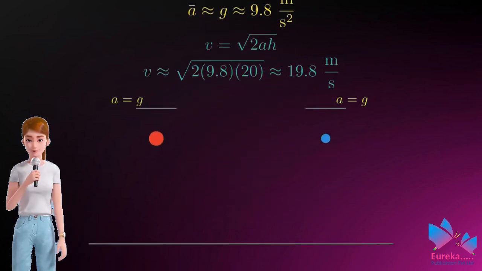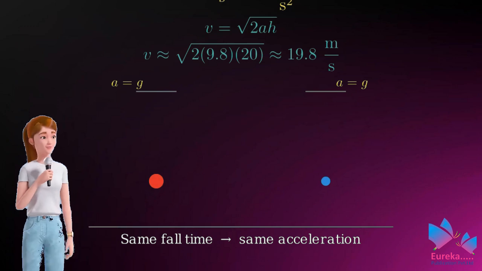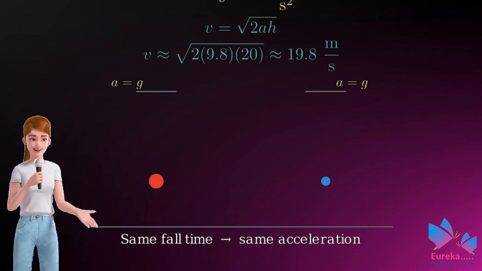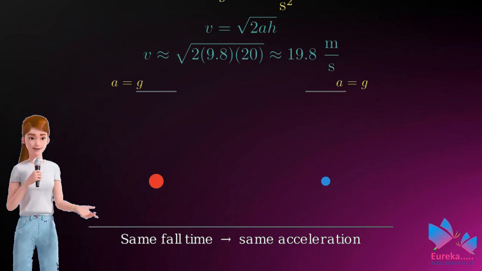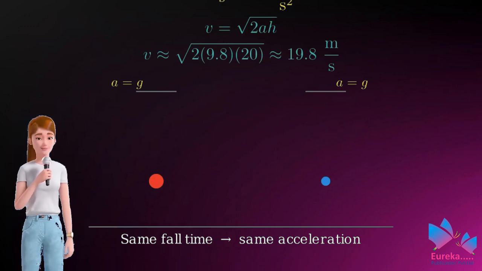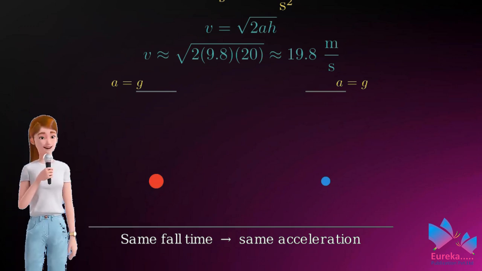Here is the key insight: the acceleration g is independent of mass. To visualize this, imagine dropping a heavy object and a light object from the same height and ignoring air resistance. They fall with the same acceleration and reach the ground together. This is a fundamental idea in physics.